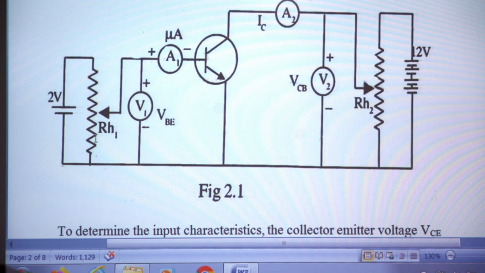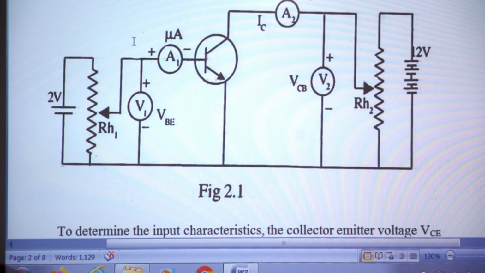Now we are using a potential divider arrangement, that is a rheostat is connected here. The voltage is connected to the 2 lower terminals of the rheostat. So when the upper terminal of the rheostat is moved, the voltage across the base and emitter can be varied. To measure the current flowing through the base, a microammeter A1 is used. The current is of the order of microamperes. And to measure the voltage between the base and emitter, we use a voltmeter V1. So that is about the input side.